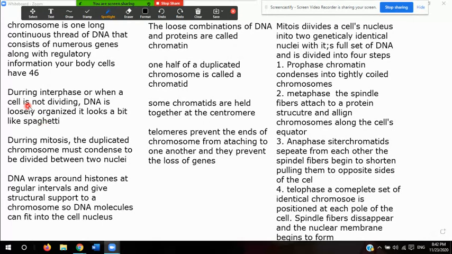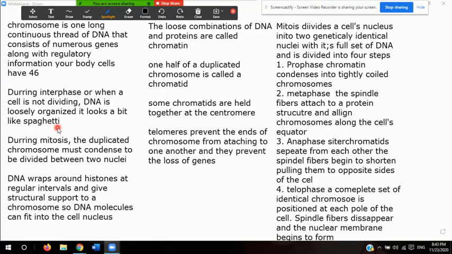processes. It says that during interphase, or when the cell is not dividing, DNA is loosely organized, and it looks a bit like spaghetti. So when the cell's not dividing, that DNA is not tightly organized. It's not that it's not organized, it's just loosely organized and looks like spaghetti. When the cell begins to divide, when mitosis begins to occur, which we're going to talk about in a minute, then the DNA starts to coil up inside.